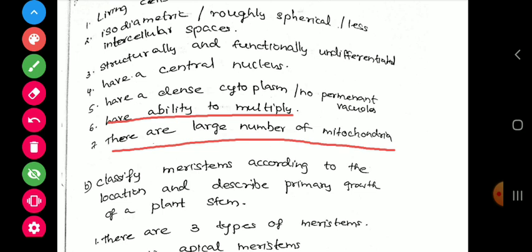So the last one is actually irrelevant. You don't have to mention that. But as they have given, there's no problem writing. But I don't think we have to mention that because what's in the resource book, that's enough for this question, the characteristics of meristematic cells.